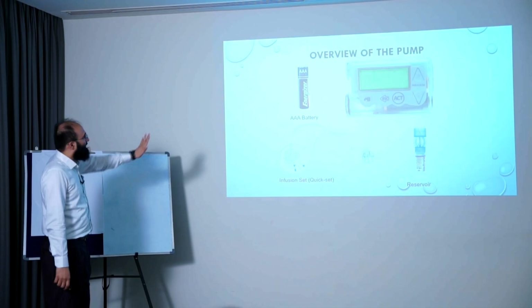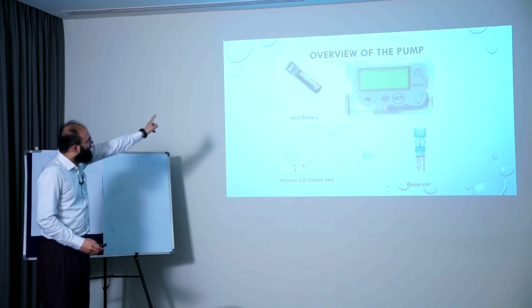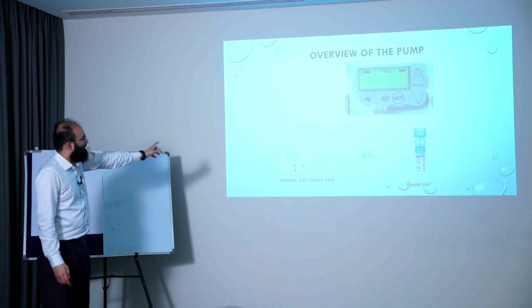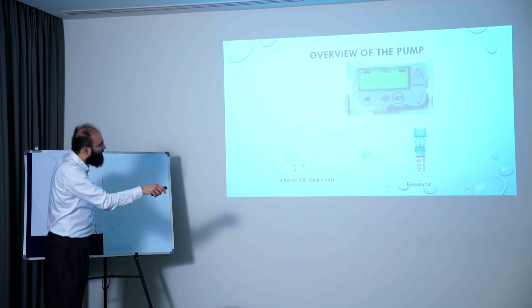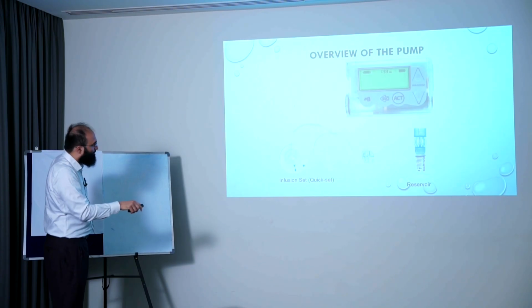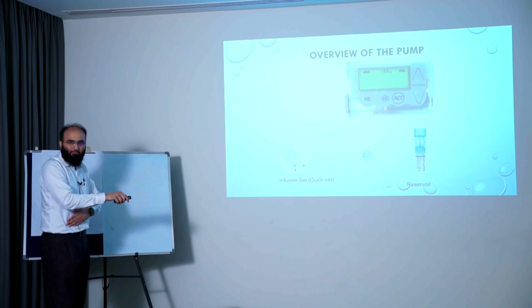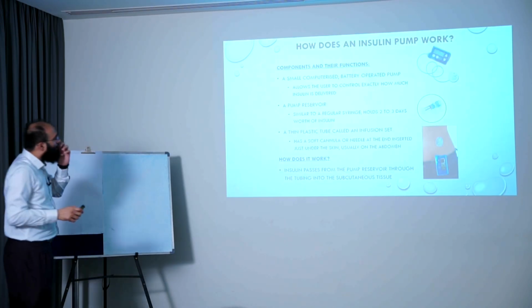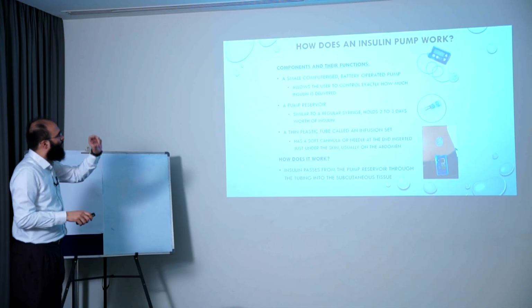Overview of the pump. So this is a AAA battery. It goes into this pump, and then you have this reservoir. It goes here, and this tubing is connected to this infusion set cannula, which is on the patient's abdomen. So how does an insulin pump work? It is a small computerized battery operated pump.